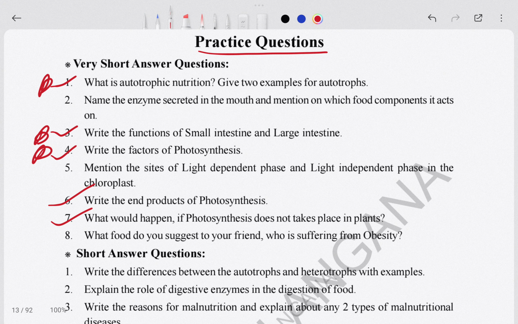Actually our first chapter is nutrition. When you have good knowledge about your chapter, then these questions are very easy for you. Okay, what food do you suggest for your friend who is suffering from obesity? This is important, because it can be asked in the long question.